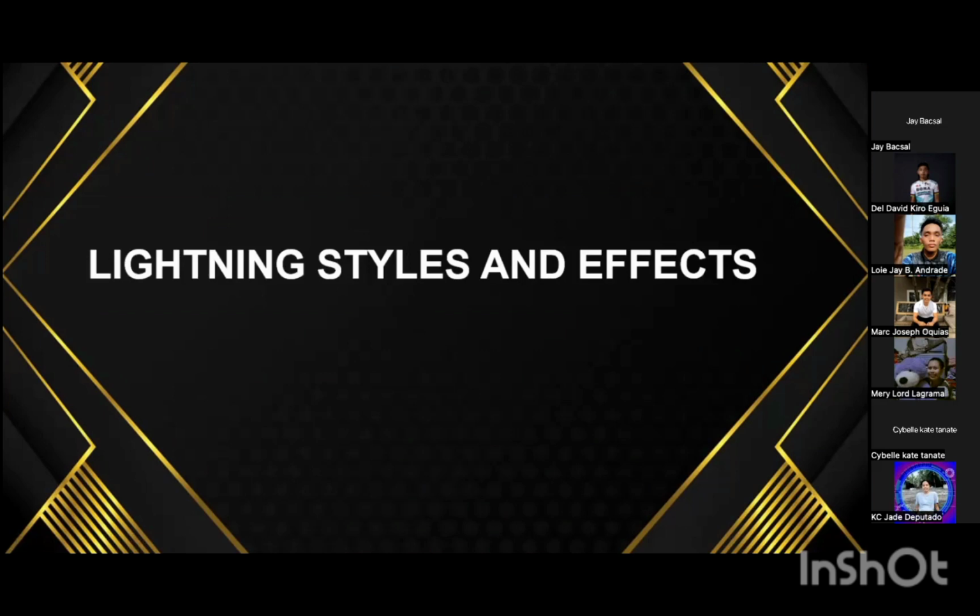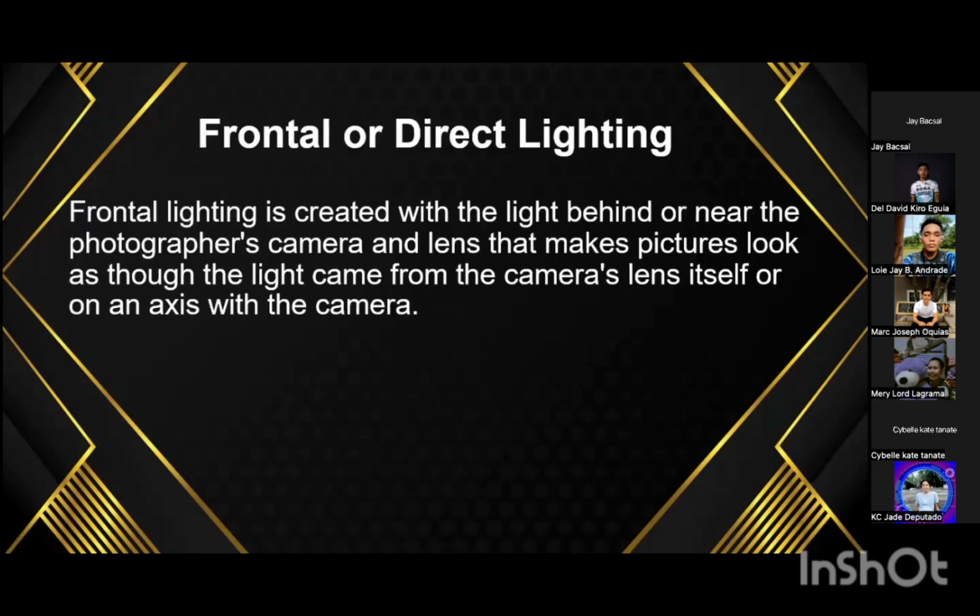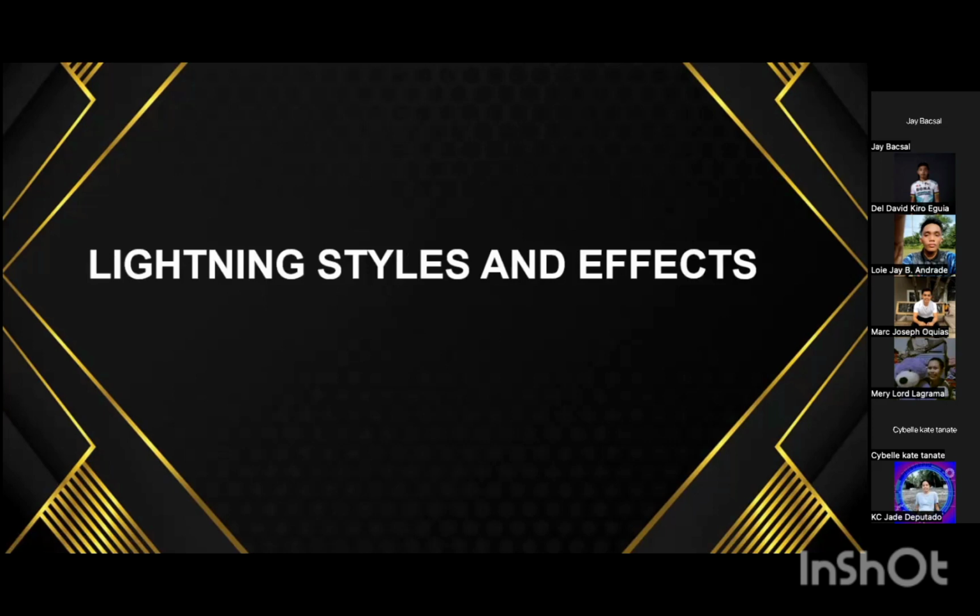Lighting styles and effects. Lighting styles and effects refer to the techniques and methods used to create specific moods, atmospheres, and visual effects through the use of lighting in photography. Additionally, lighting styles and effects are important tools for photographers as they can be used to convey specific emotions and create a specific atmosphere or enhance the overall impact of an image or a scene. Next, please.